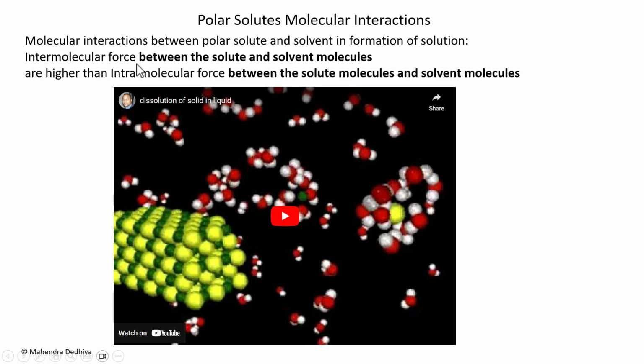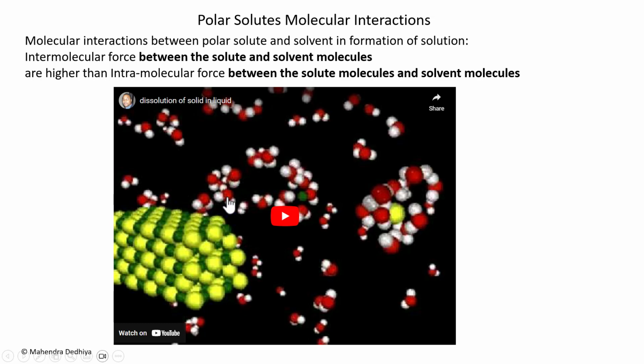This intermolecular force between solute and solvent is much higher than the intramolecular force, that is, the force within sodium chloride that's holding that molecule. So if this intermolecular force is higher, then the material will dissolve and form a solution. In this example, green here is sodium chloride, and red and white is water molecule. We'll see in the simulation how hydrogen bonds are formed.